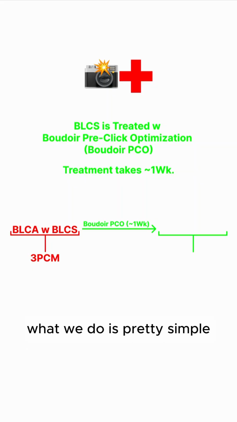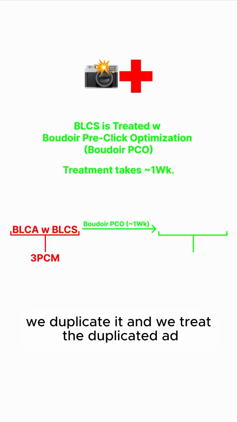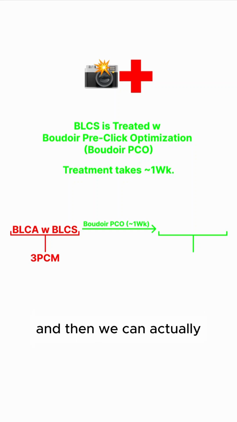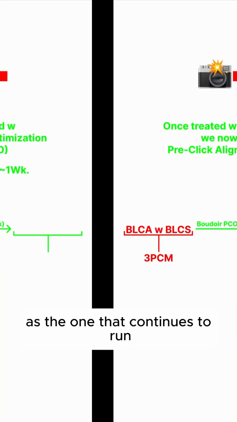What we do is pretty simple. We leave the original Boudoir Facebook ad, we duplicate it, and we treat the duplicated ad, leaving the original untouched. Treatment takes about a week, and then we're actually able to choose whichever one has the best metrics at the end as the one that continues to run.